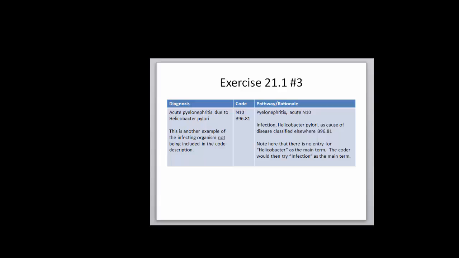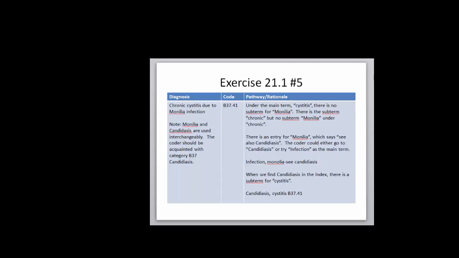But you can remember that when you're coding that additional code, when you have an infection, no matter which body system you're talking about, it's in the B95 through B97 category. So if you're finding a code that, say, it's an A code, you know that's not right, because it needs to be in that B95 through B97 category to be cause of an infection classified elsewhere.